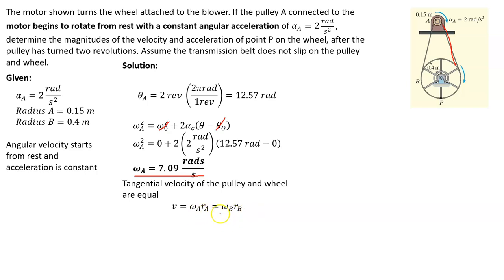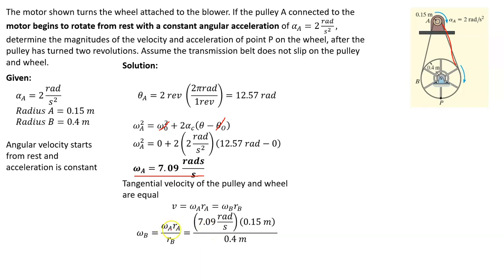These are what's known. We know our angular velocity and we know both of our radii, so we can divide both sides by the radius of B, that 0.4, and we're left with our angular velocity.